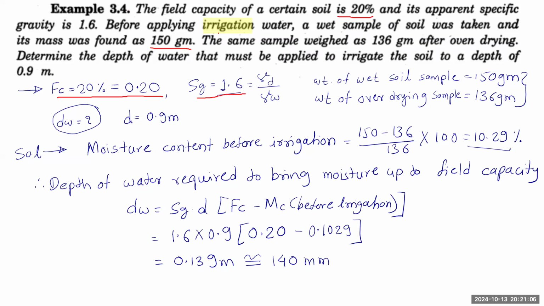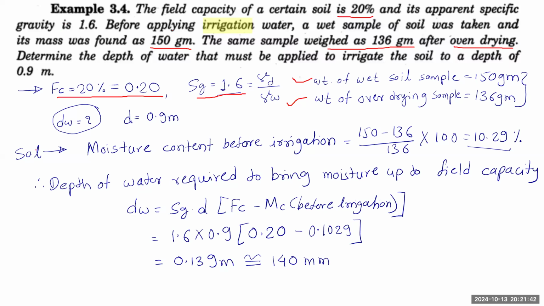So for that, the weight of the soil sample was taken and its mass was found as 150 grams. The same sample is weighed as 136 grams after oven drying. So the dry weight of the soil sample is 136 grams. So the weight of the oven dried sample is 136 grams and the weight of the soil sample is 150 grams.